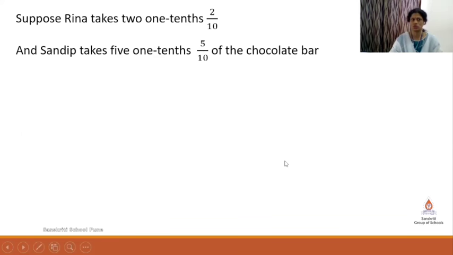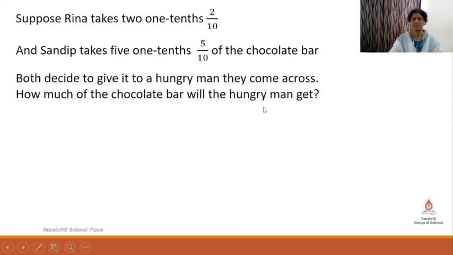Now, let's assume that Reena, you are Reena, and you take 2 1/10s, which is 2/10. And Sandeep, let's say he's your brother, and he takes 5 1/10s, 5/10 of the chocolate bar. Now the question is, both of them decide to give it to a hungry man they come across. How much of the chocolate bar will the hungry man get?